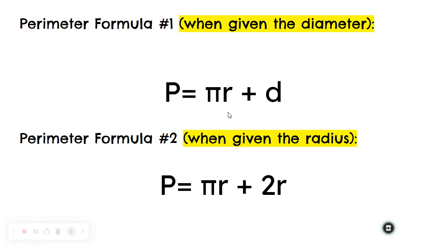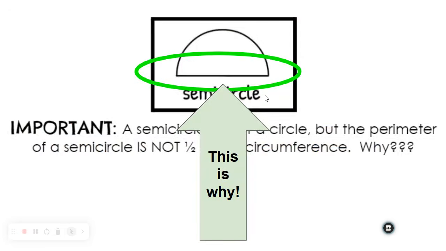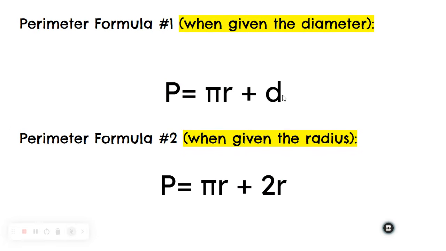On the flip side, if I am being asked to find the perimeter of a semicircle and I'm given the radius, I'm going to do pi times the radius plus 2 times the radius. These addition parts of the formula are what give us this line. So we're either adding the full diameter or we are adding 2 times the radius, because that's one radius and another radius, 2 times the radius. So that's what these little addition portions of the formula are giving us. We're adding that piece back on.